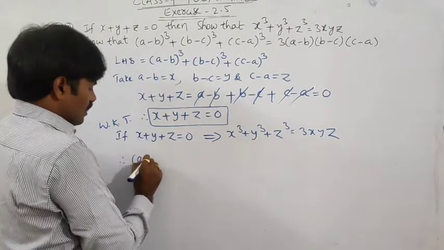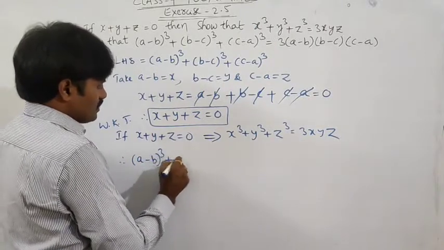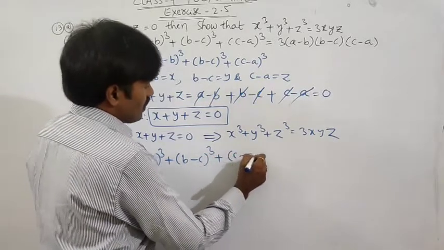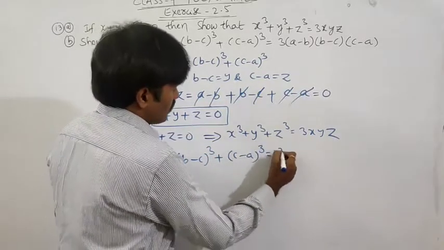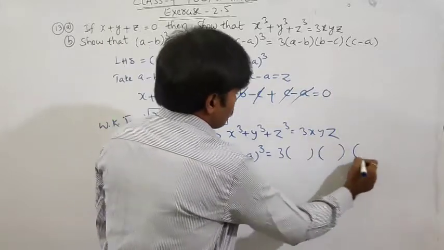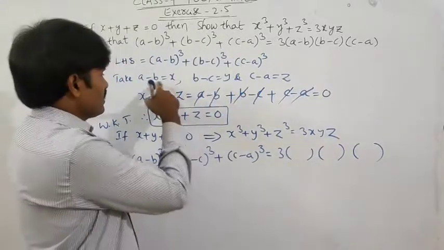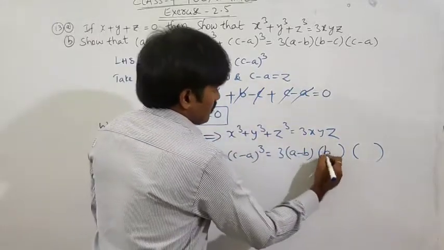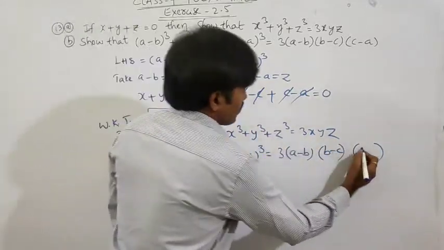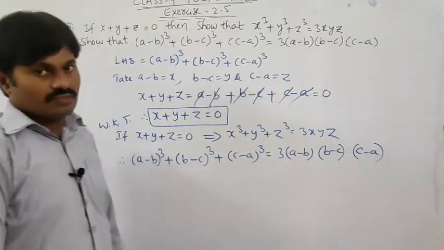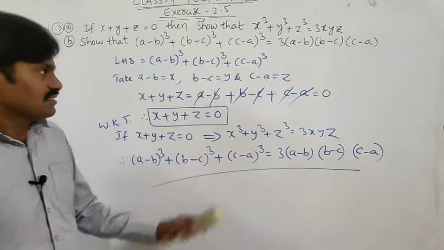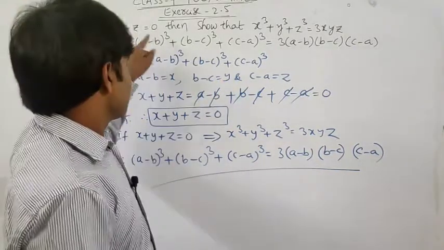Therefore, (a minus b) whole cube plus (b minus c) whole cube plus (c minus a) whole cube is equal to 3 into x into y into z. Here x is a minus b, y is b minus c, and z is c minus a. Okay, clear? So like this we can solve this type of problems by using this result.